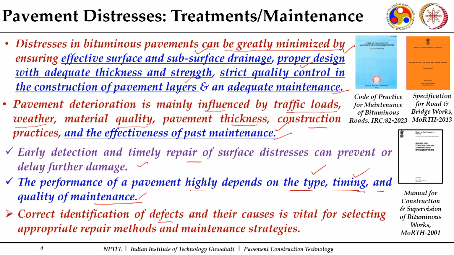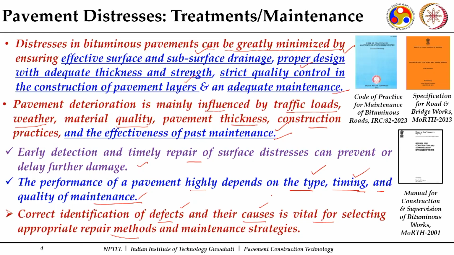So, correct identification of defects and their causes is vital. This is important for selecting appropriate methods and maintenance studies. We discussed previously also that we need to work out what defects are there and what can be the possible causes, so that it helps us to decide the maintenance activities.